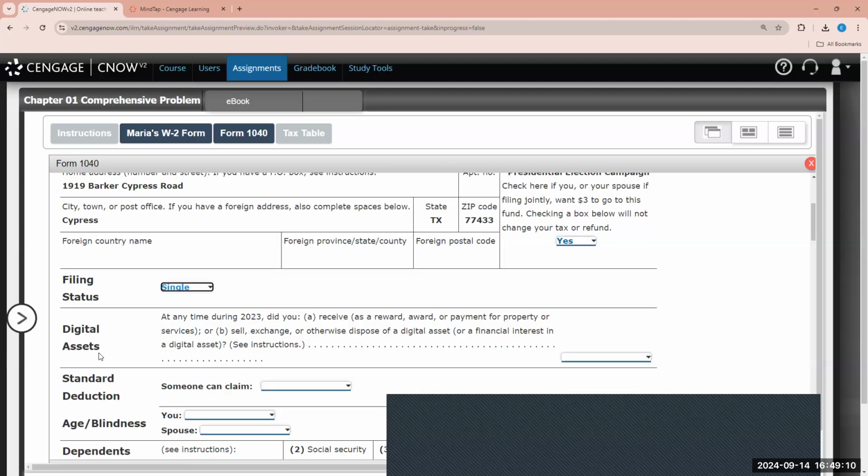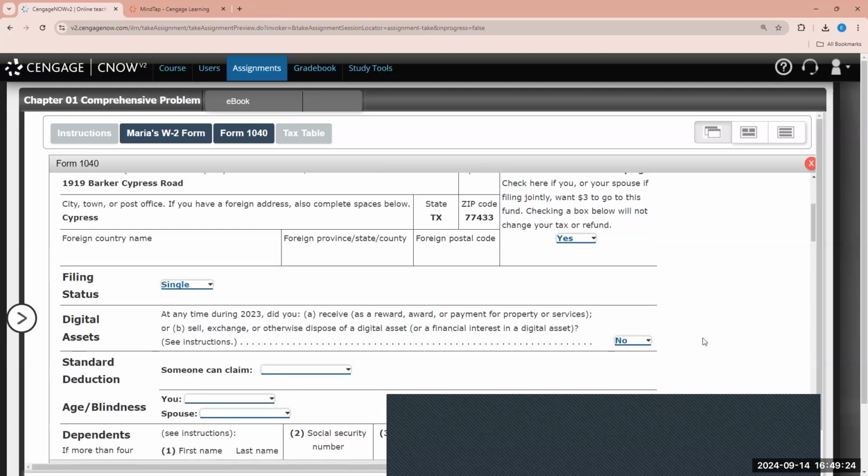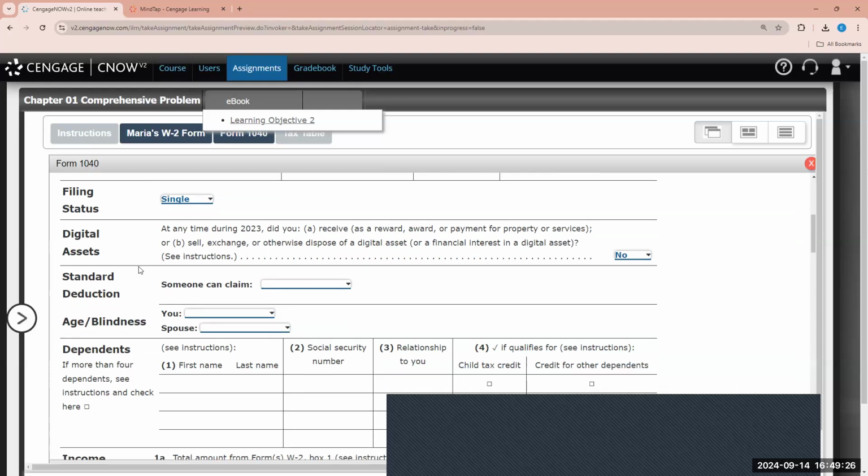There's now this new question about digital assets. We live in this age of cryptocurrency. So it's asking, at any time during 2023, did you A, receive a reward, or B, sell, exchange, or otherwise dispose of a digital asset? So the answer is no.